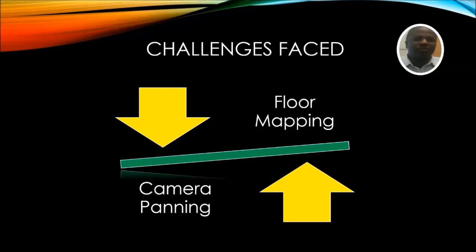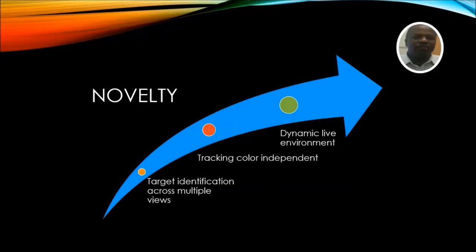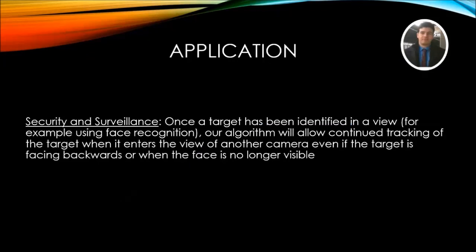The project is unique because we've been able to identify a moving target in two different views with a high degree of accuracy and extend the functionality to a dynamic live environment. Imagine that one target had just been identified, for example, using face recognition. Now imagine this target moves to another camera view, but is now facing backwards. Our algorithm will still allow us to keep track of this target since it doesn't depend on features or position.